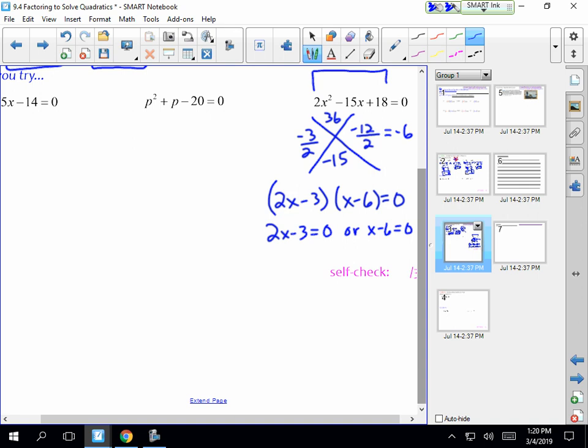And then we've got to solve. Plus 3, divide, that is 3 over 2. So add 3, we've got 2x equals 3. Then divide by 2, x equals 3 over 2. And the next one's 6. And the next one we add 6, so I get x equals 6.